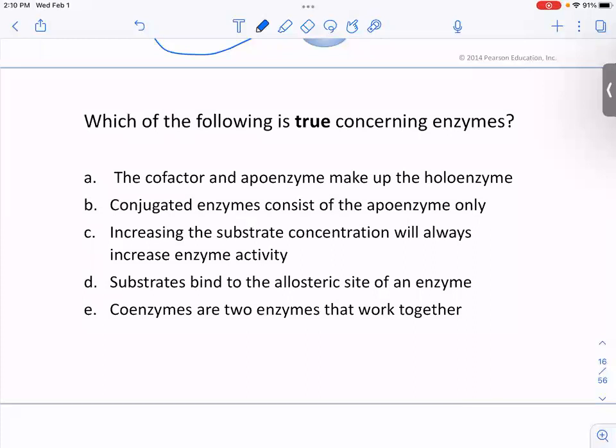It's one of those wordier questions you just have to slog through and read it all carefully. Correct answer is A.